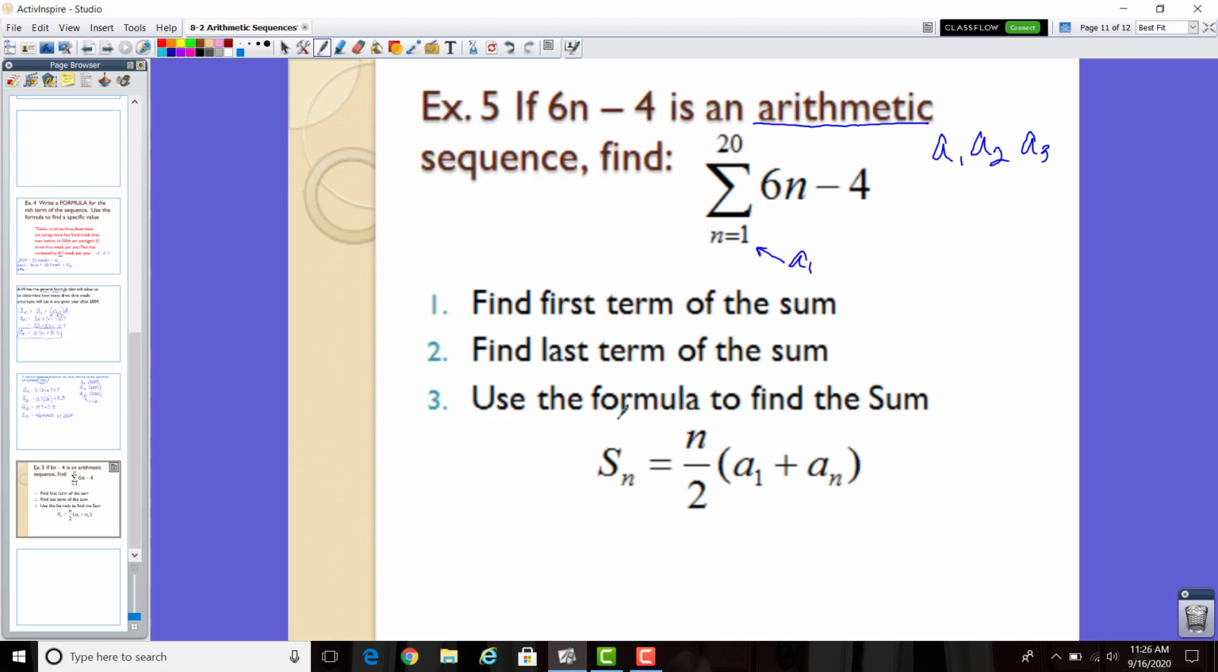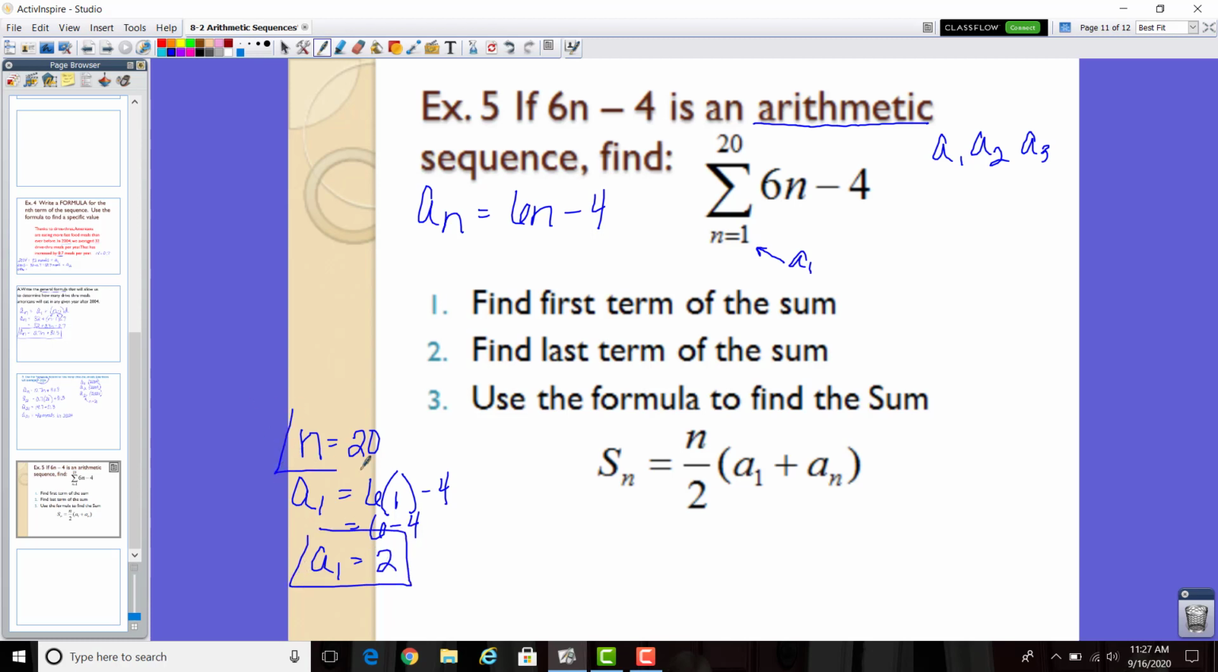This formula is where I always start. It tells me I need to know what n is. Well, I'm looking for the sum of 20 terms, so n is going to be 20. A sub 1, that is the value of the first term. Well, it's not given, but I know if I have the general term, a sub n equals 6n minus 4, I can plug in the number 1 for n to find the value of my first term. 6 times 1 is 6. 6 minus 4 means my first term has a value of 2.